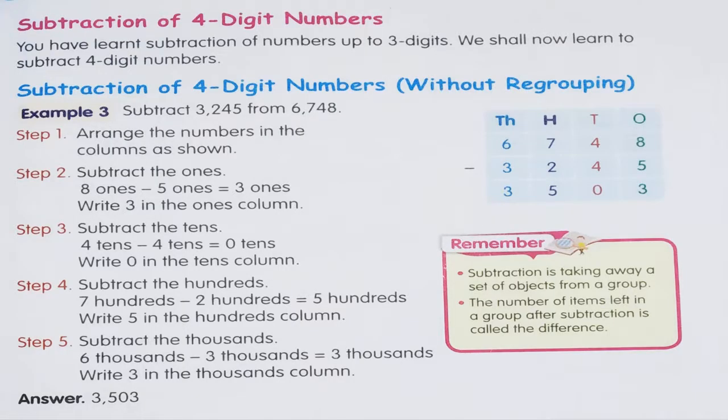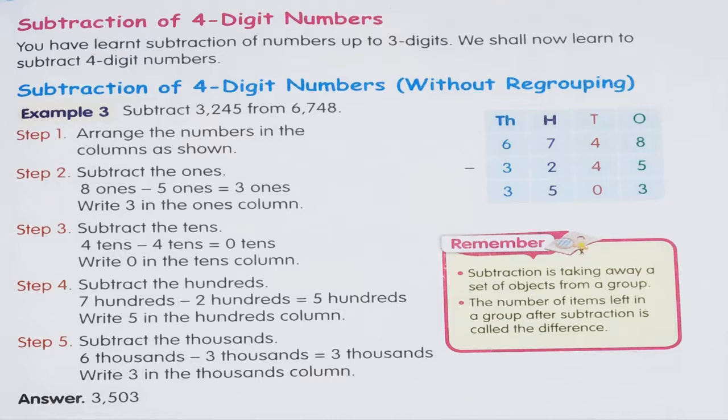Now subtraction of 4-digit numbers. You have learned subtraction of numbers up to 3 digits. We shall now learn to subtract 4-digit numbers. Subtraction of 4-digit numbers without regrouping. We take one example. Subtract 3,245 from 6,748. Now we solve it step by step.